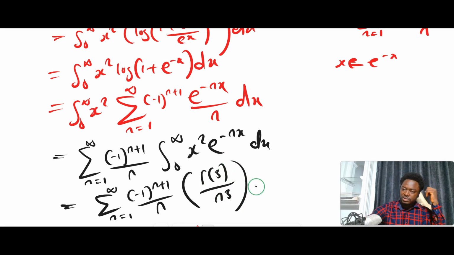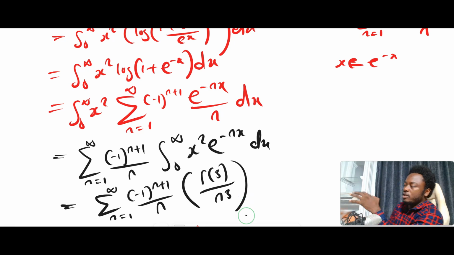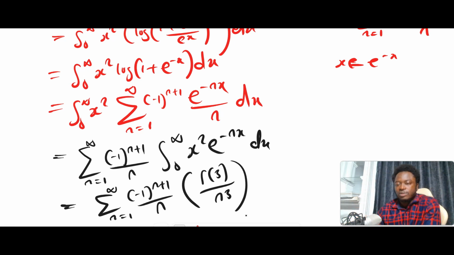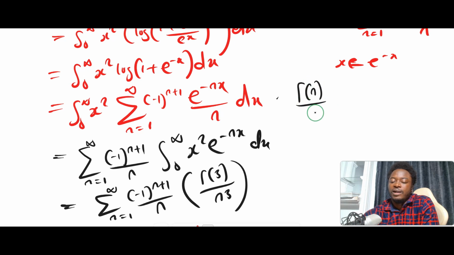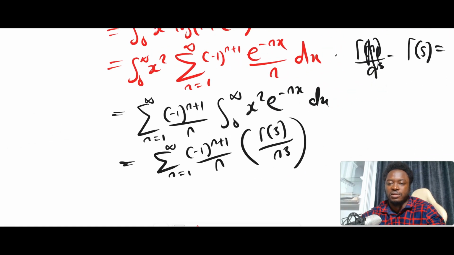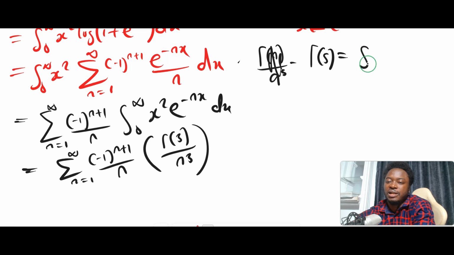Now, one question you may ask is why do we say this is equal to gamma of 3 over n cubed? Well, it's actually straightforward. We know that gamma of s is defined to be the integral from 0 to infinity of t to the s minus 1 e to the negative t dt.